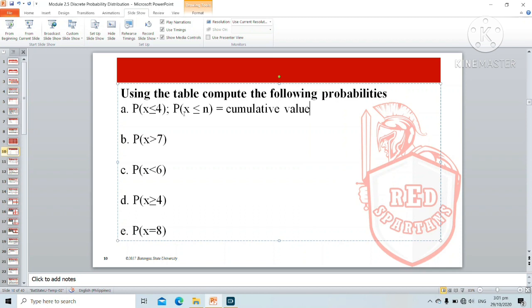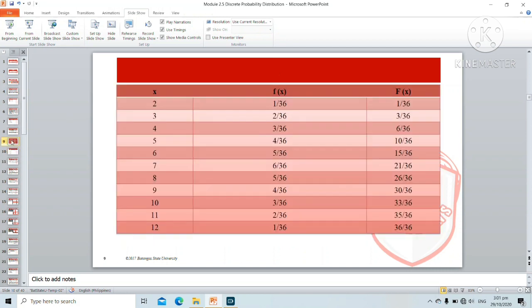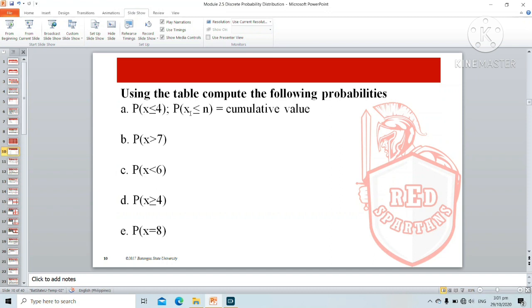Halimbawa, probability that x is less than or equal to 3. Ibig sabihin yung katapat ng 3. Dapat ang sagot dito ay 3 over 36. Yung 3, ang katapat na is 3 over 36. So tama yung ating formula na kapag less than or equal to n, cumulative value.